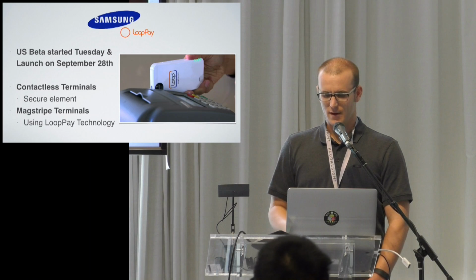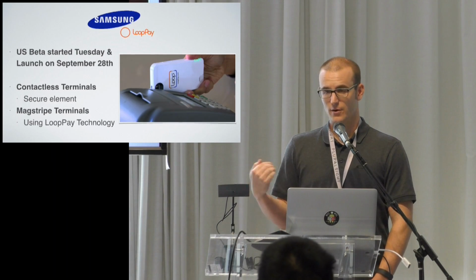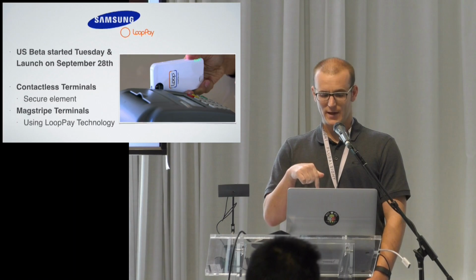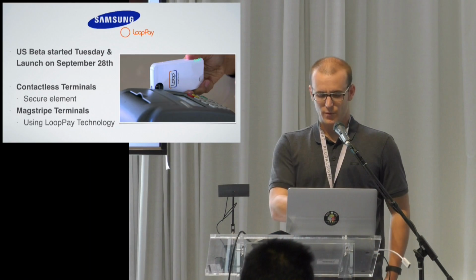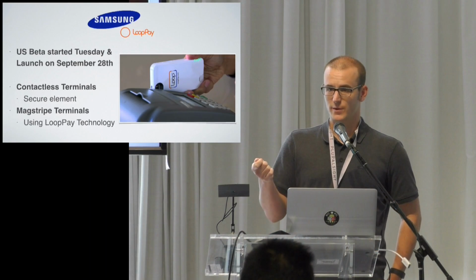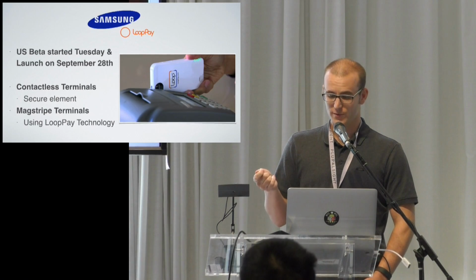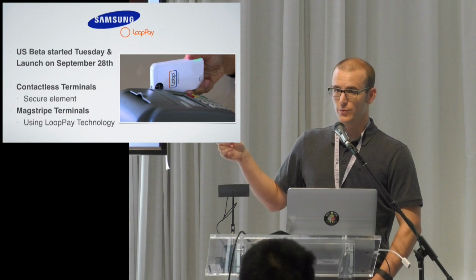So Samsung and Loop Pay. You might have not heard of Loop Pay, but Samsung Pay is coming out. It's actually in beta right now as of Tuesday. I have not got to try it, and it comes out September 28th publicly. It supports contactless terminals as well with a secure element, so that's not using HCE. And then it also supports MAGSTRIPE terminals with a really cool technology that Loop Pay created.